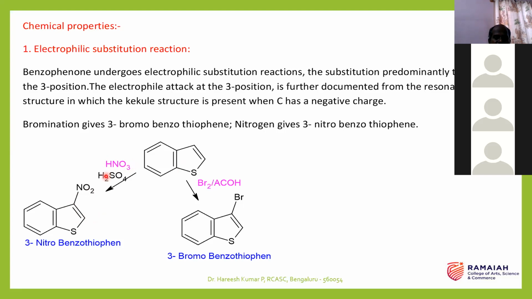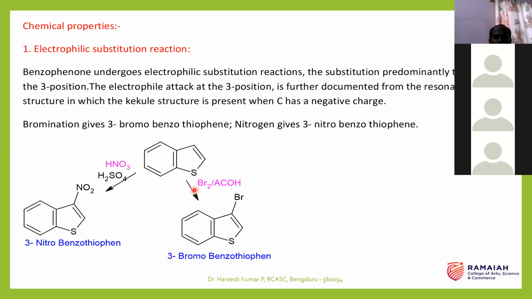Here the nitrating mixture is HNO3 and H2SO4. HNO3 is responsible for the formation of the electrophile NO2 plus. NO2 plus is called the nitronium ion. That nitronium ion attacks the third position of benzo-thiophene, and later there will be a proton elimination and then product formation. You can also write the mechanism for the conversion of these two.